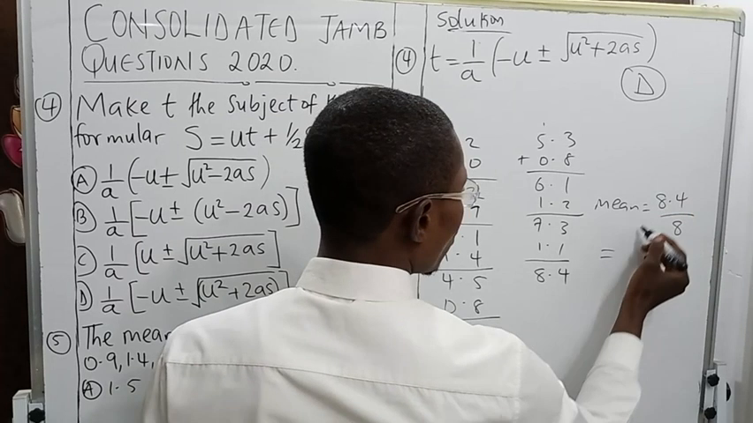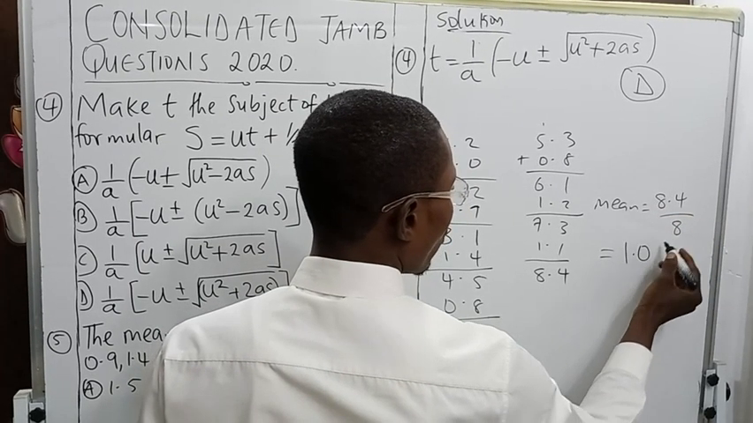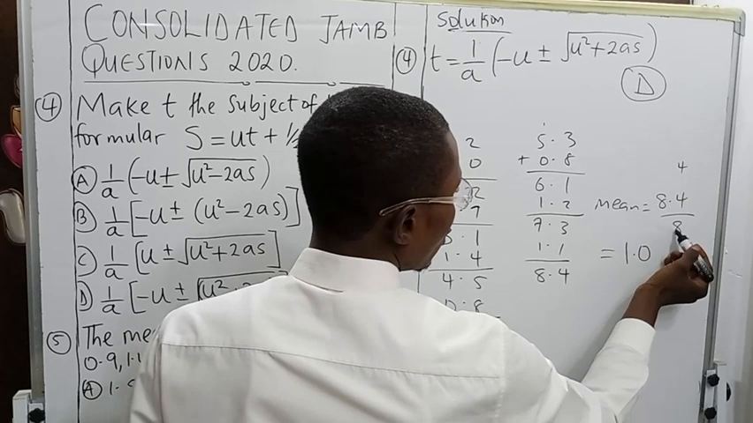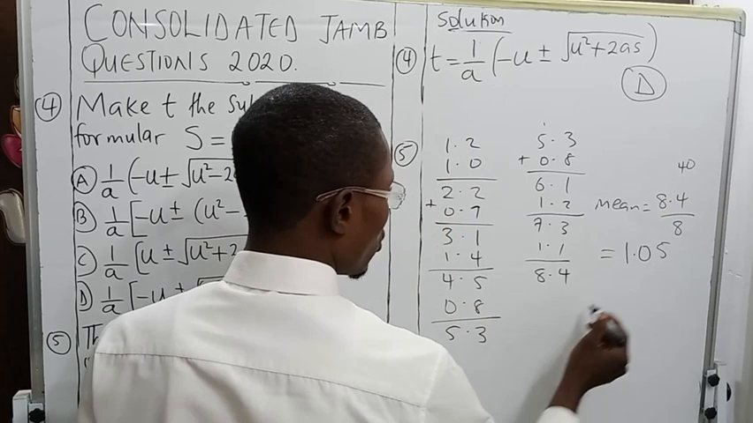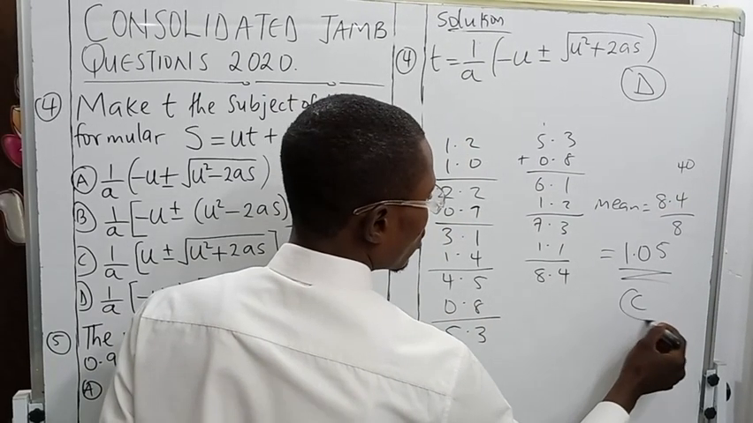That gives us what? 8 into 8, 1. 8 into 4 is 0, remainder 4. 8 into 4 again, add 0, you have 45. So the mean is 1.05. And that gives us option C.